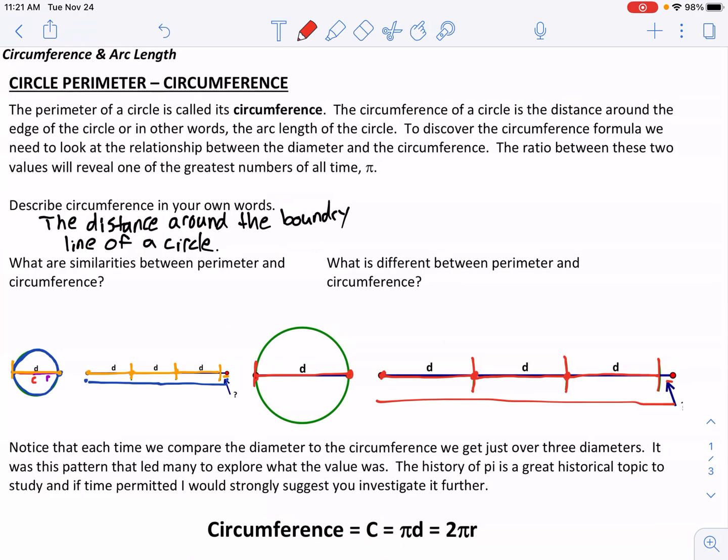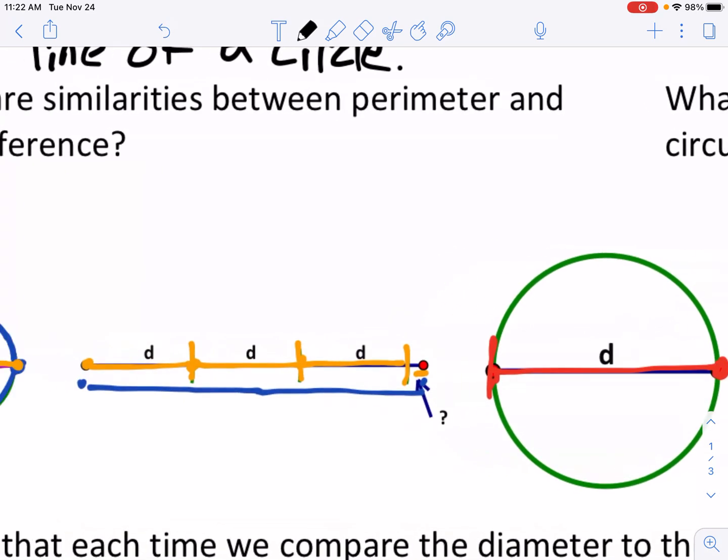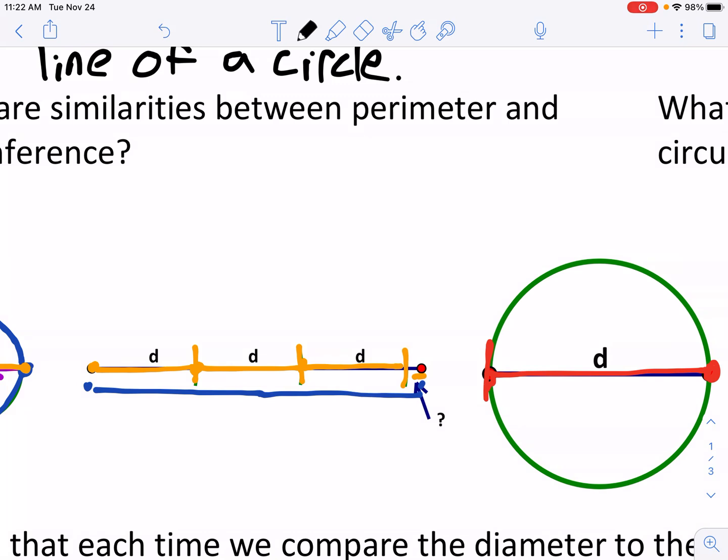So notice we have a pattern here. 3 diameters fit on our circumference with just a little bit left over. The way mathematicians think of this is that we're talking about the ratio between the circumference over the diameter. When we're talking about a ratio, we're talking about a fraction, in other words, division. Division really means I'm dividing it up into equal parts. In our case, if we take circumference divided by diameter, it breaks up into 3 diameters with just a little bit left over. So I have 3 equal parts of diameter with just a little bit left over.